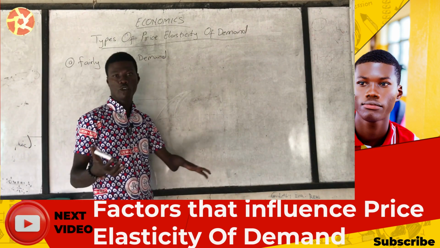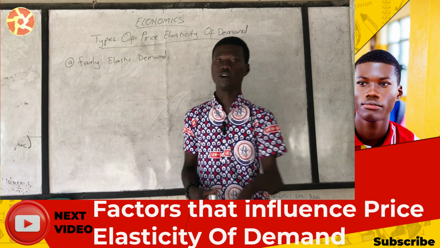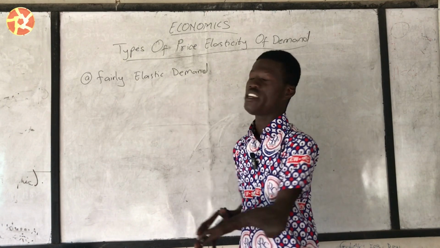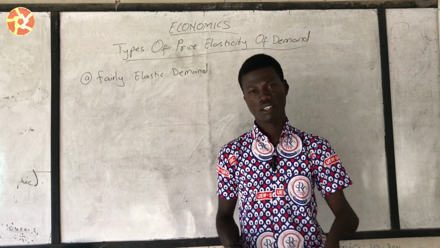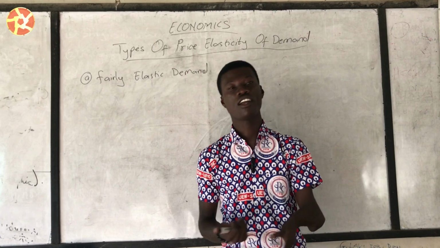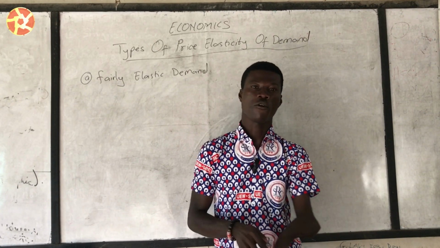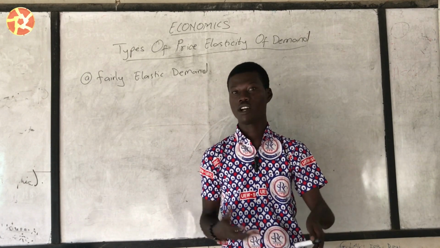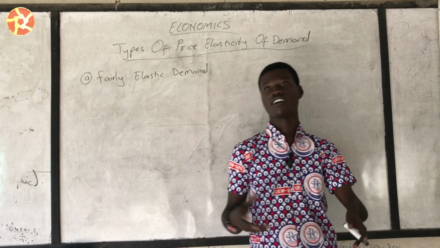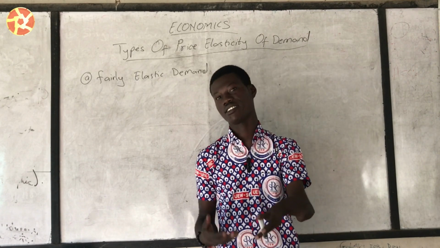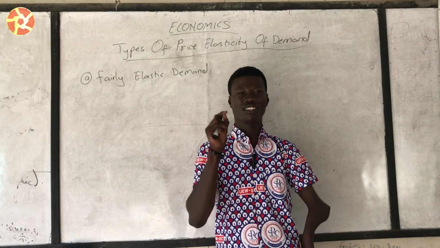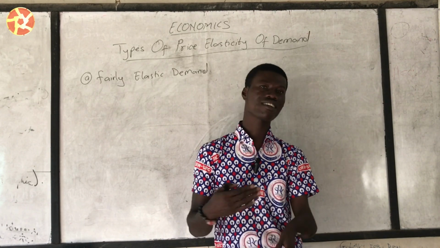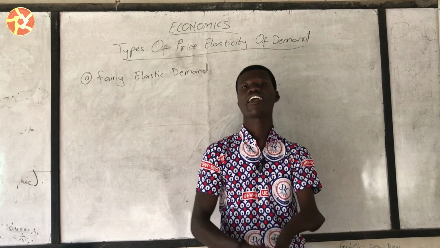So I want to ask, what do we mean by fairly elastic demand, or what do we mean when we say a commodity has fairly elastic demand? Okay, it's simple. When you say a commodity has fairly elastic demand, we mean that when there is a small change in price, it leads to a large change in quantity demanded. So, for instance, if a price is decreased from, let's say, 2 cedis to 1 cedi, quantity demanded can also increase from 20 to 80.